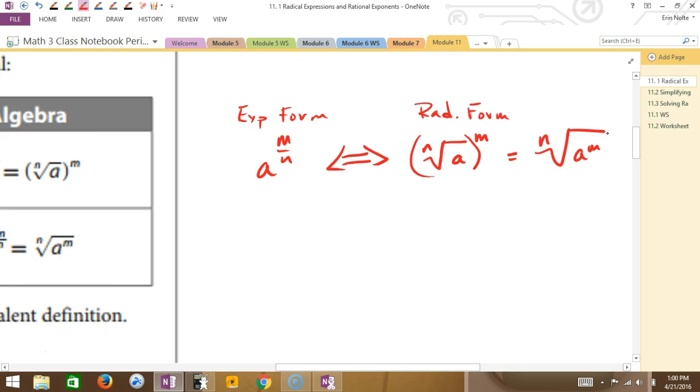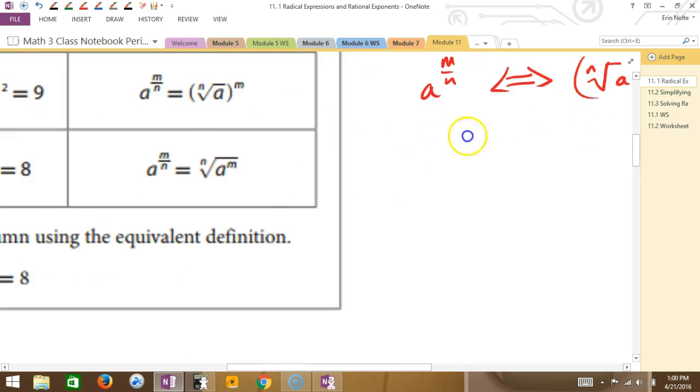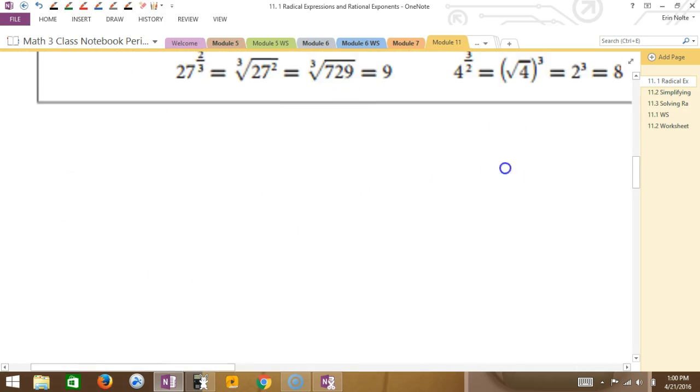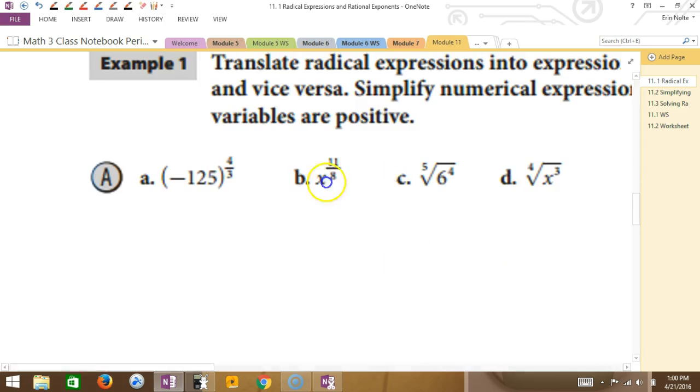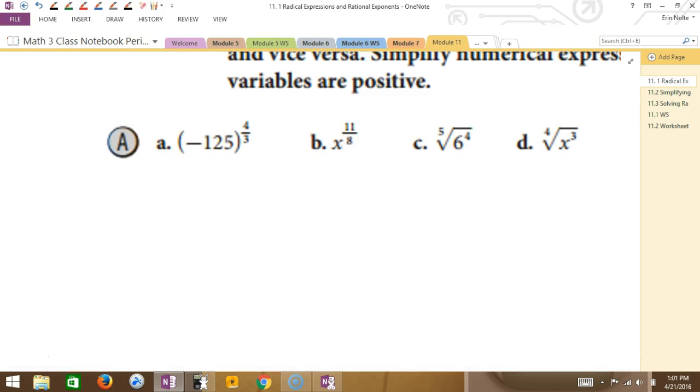So that's all we're learning today. Very, very simple. Let's do a couple examples, review some of our properties, and then I'll let you have at it. Let's start with A. How do you do A? See if you can do it without a calculator, and then I'll show you how to do it with a calculator in case you need one.